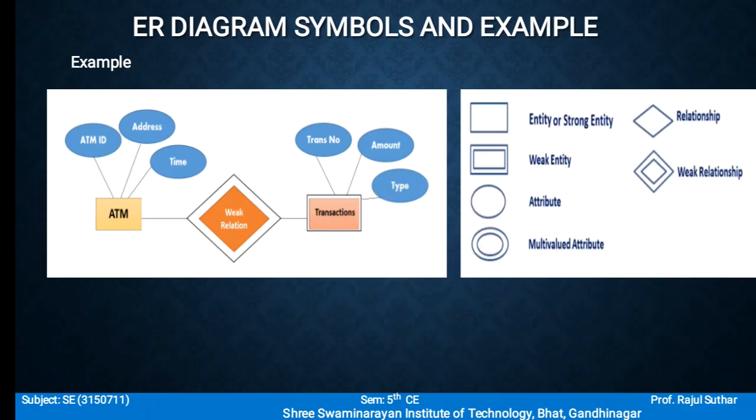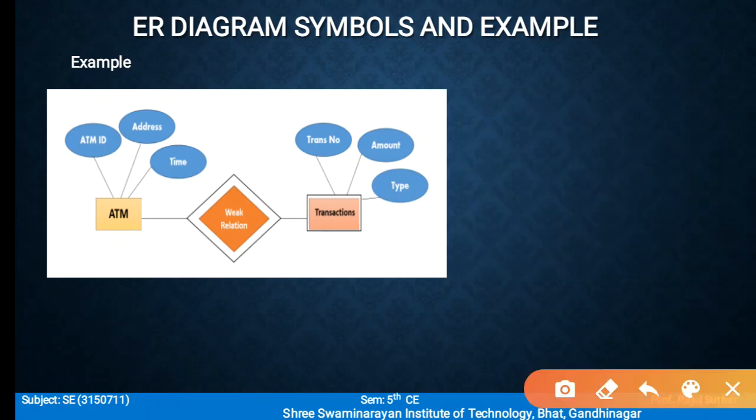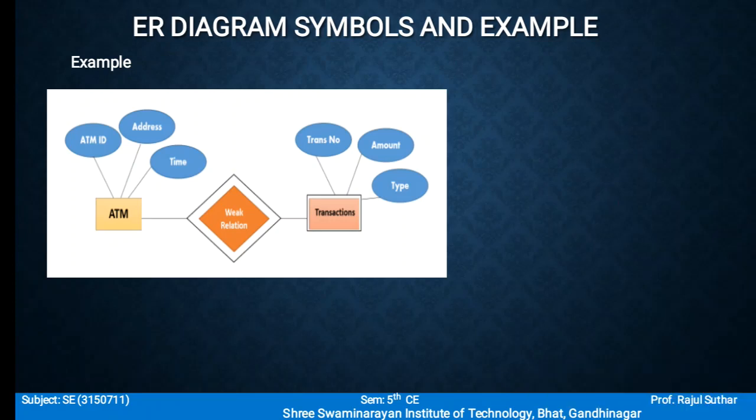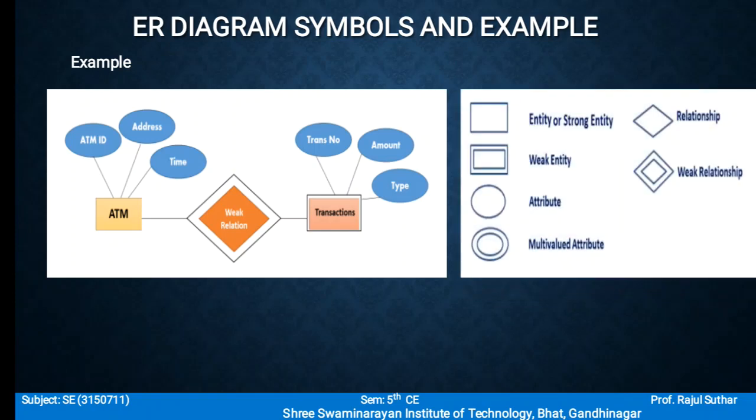Then relationship: we know it uses the diamond symbol, and weak relationship. Here between ATM and transaction the relationship is weak, so that is covered by the double diamond symbol. What is an attribute? An attribute is a property of an entity.